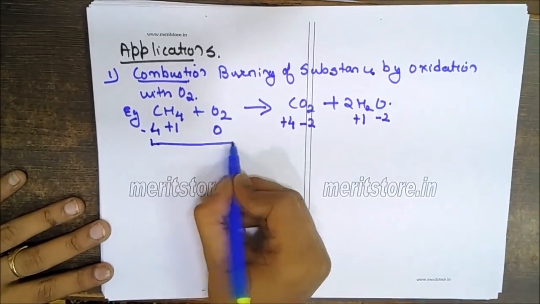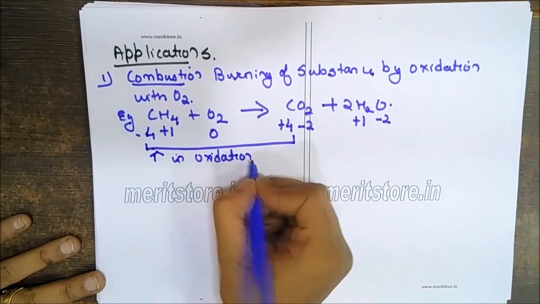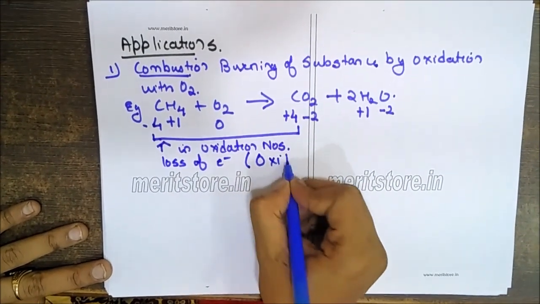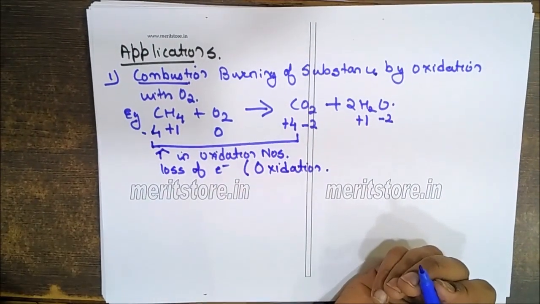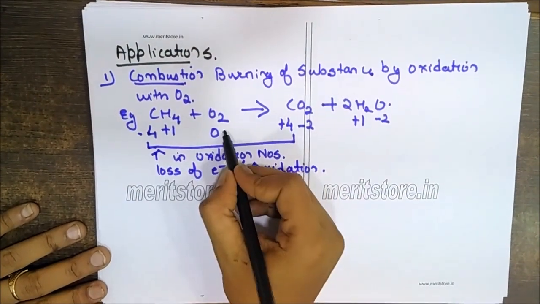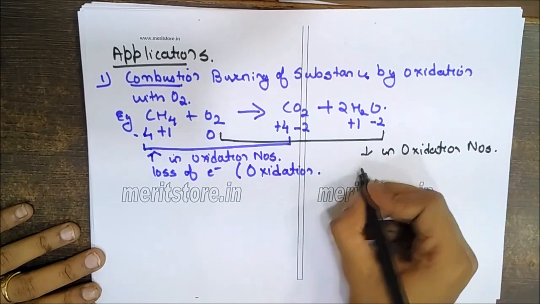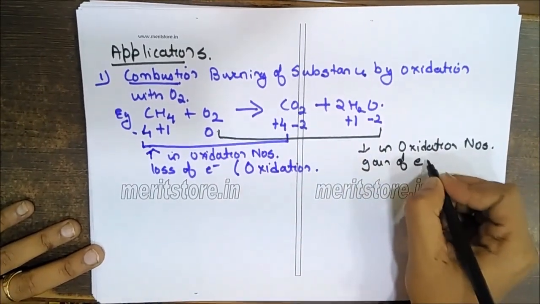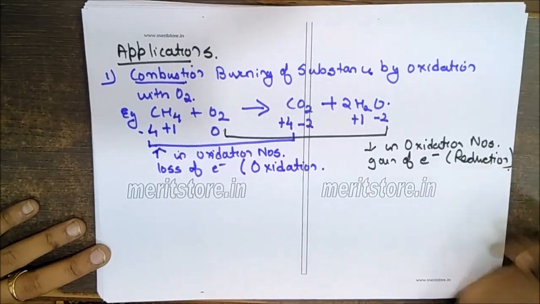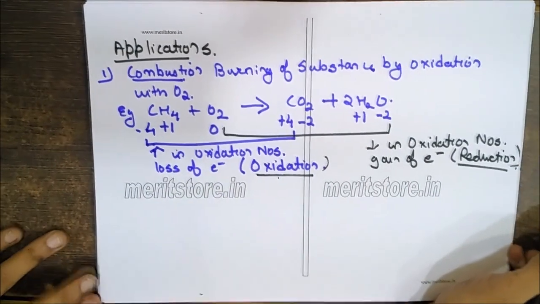Do we see a change in carbon? Yes. What has happened? There is an increase in oxidation number. Now, increase in oxidation number means there is loss of electrons, which means oxidation has occurred. Alright. And in same way, if we look at oxygen, oxygen has undergone decrease in oxidation number. Now, decrease in oxidation number means there is gain of electrons, which means reduction has happened. So, any reaction in which oxidation and reduction has happened simultaneously is called a redox reaction. So, combustion is also a type of redox reaction.